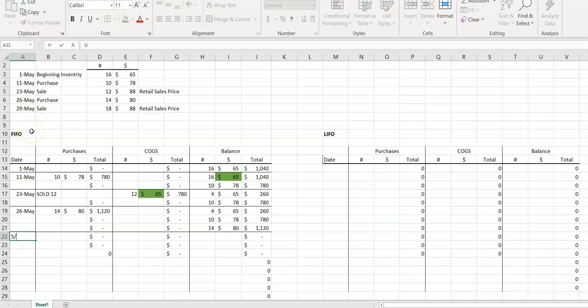May 29th, I sold 18. First in, first out, so I start with the inventory that I first had. I'm going to do the 4 at 65, the full 10 at 78, so it gives me 14, and then I need 4 more at 80. This comes from here, the 78 comes from here, and the 80.